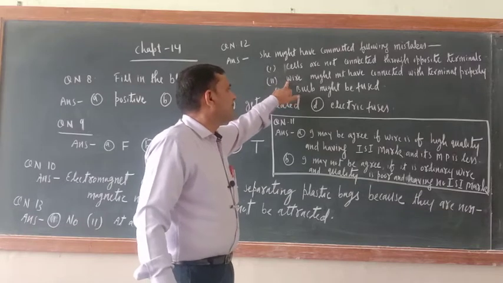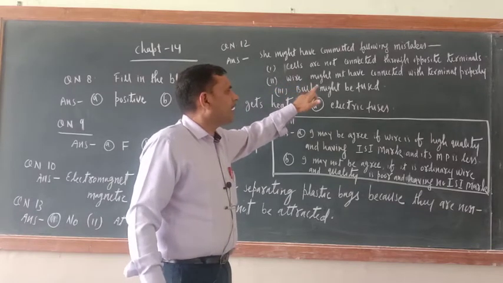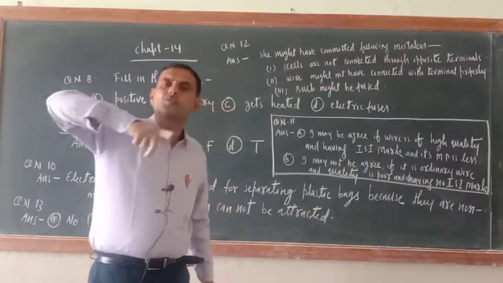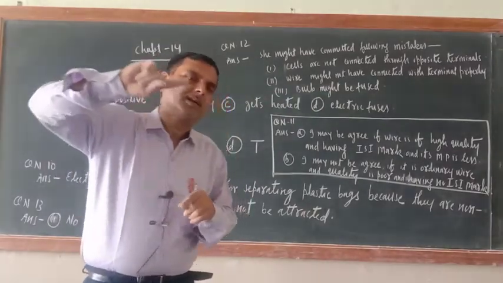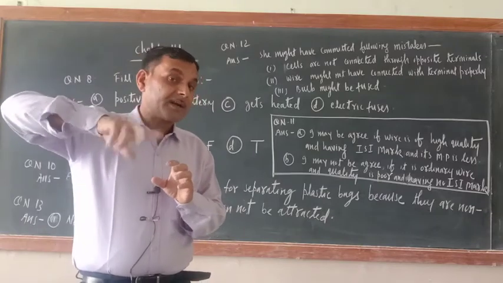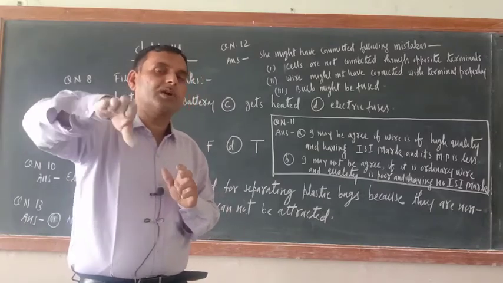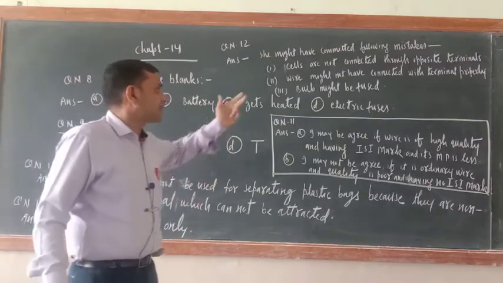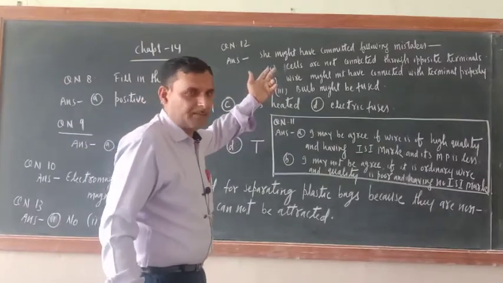Second mistake, the wire might not have been connected with the terminal properly. Sometimes loose wires are fixed with the terminals, but if they are loose, then also electric current will not be supplied through the wire. So that may be the second mistake she might have committed.